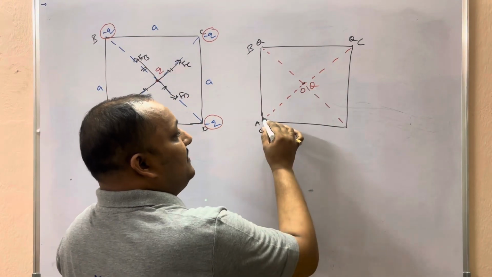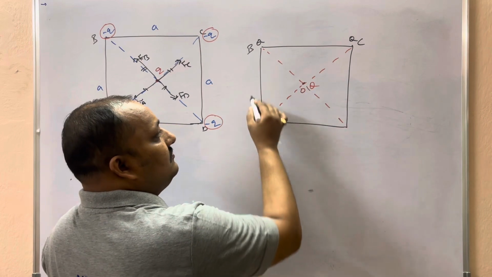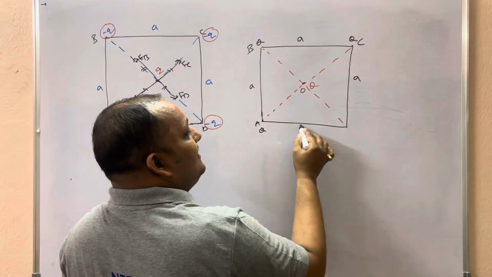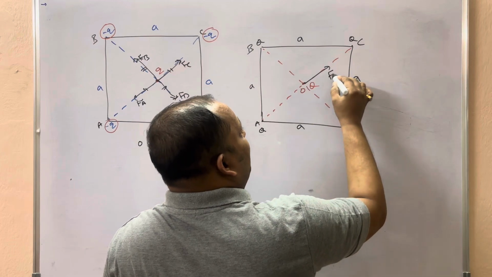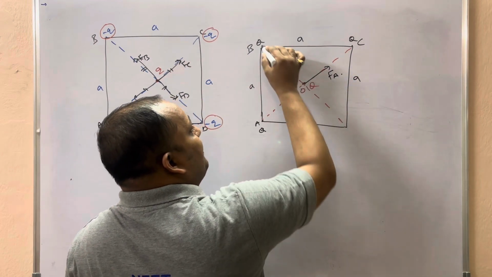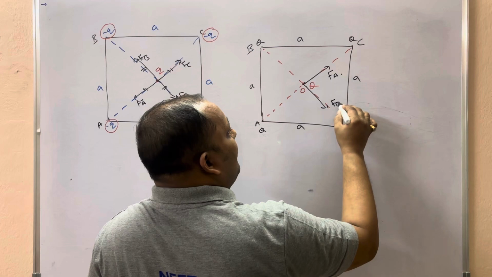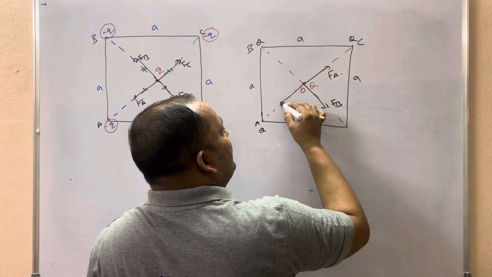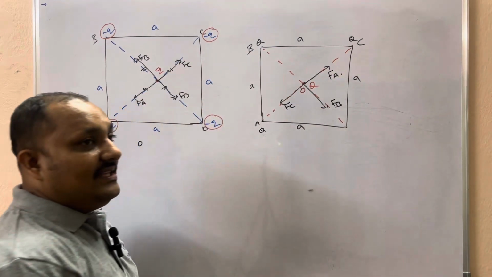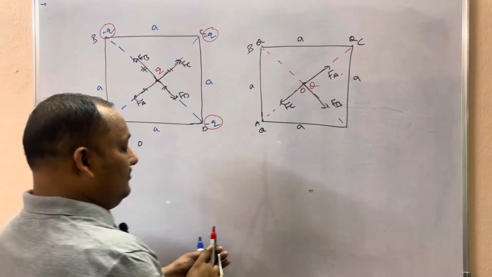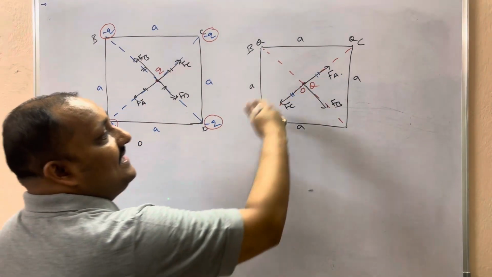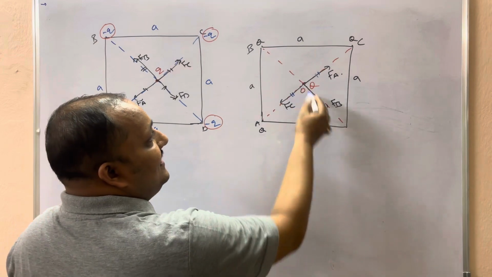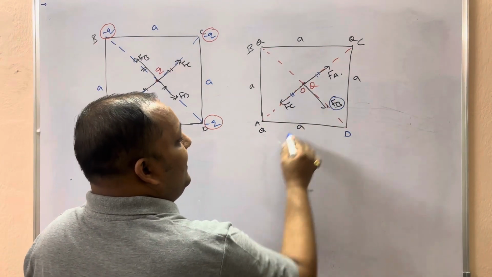A and O are both same charges, therefore repulsive. O will be repelled by A, FA. O will be repelled by B, FB. O will be repelled by C, FC. Now in this, all are the same, I said. FA and FC are equal and opposite. They will cancel each other. Then the resultant is going to be FB.